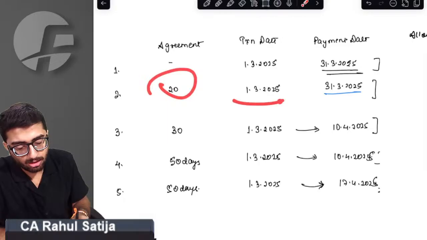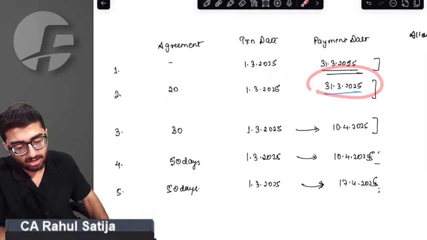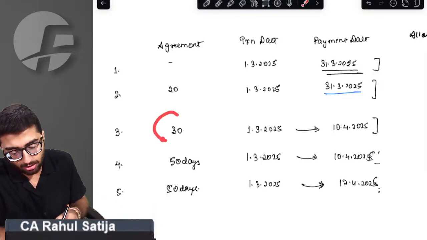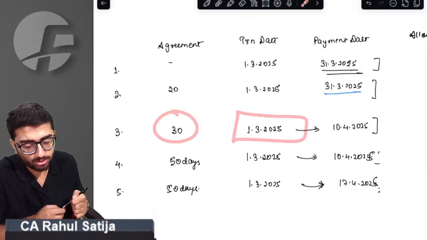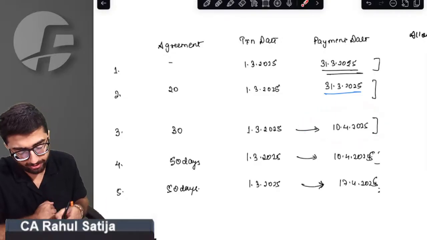Second, the agreement is of 20 days. Transaction date is 1st March 2025. Payment date is 31st March 2025. Third, the agreement is of 30 days. Transaction is 1st March 2025. Payment is made on 10th April 2025.